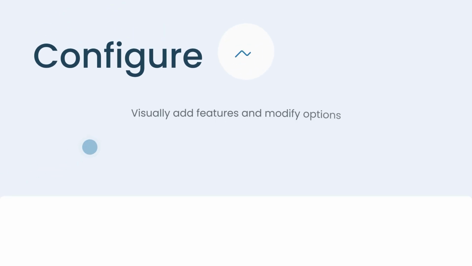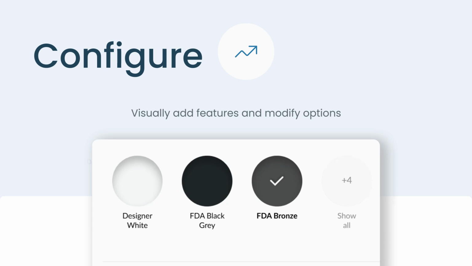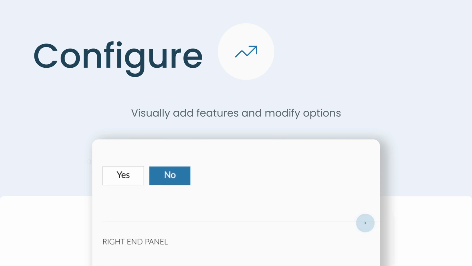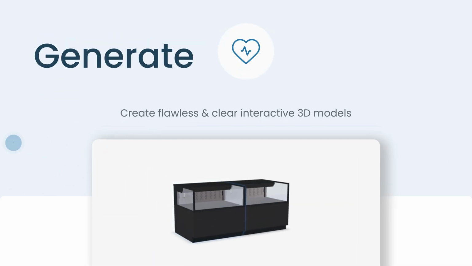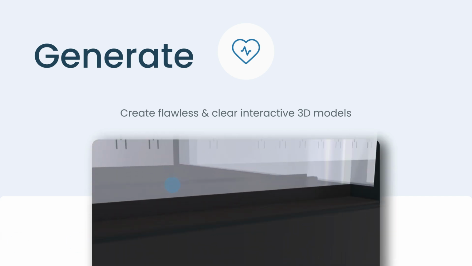Configure. Visually add features and modify options, such as how the case will appear in an actual lineup. Include a specific exterior or interior finish, and bring in any other available option. Generate. Create flawless 3D models that can be spun, flipped, configured with options and features, and zoomed in without pixelation.